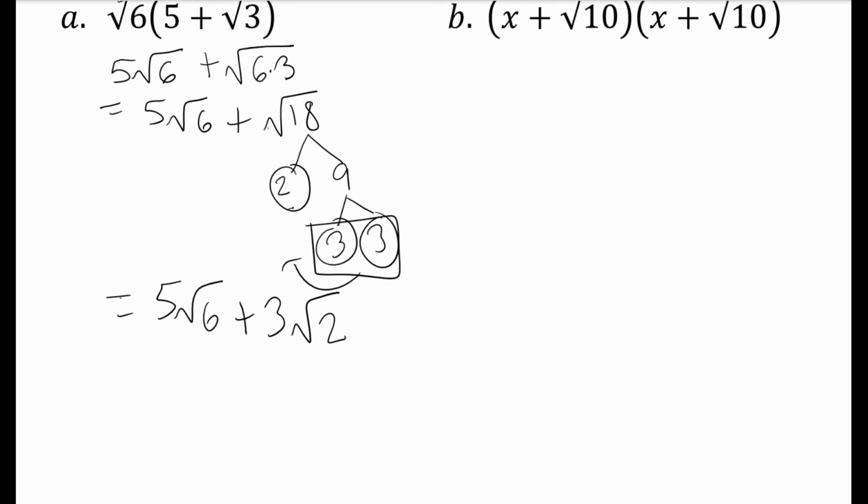Now notice I can't do anything with the 6 because 6 is 2 times 3 and I have no pairs. So therefore I'm going to leave that one alone. Also, I can't combine the square root of 6 with the square root of 2 because they're not like radicals, because they don't have the same number inside the radical sign. So I'm done here.